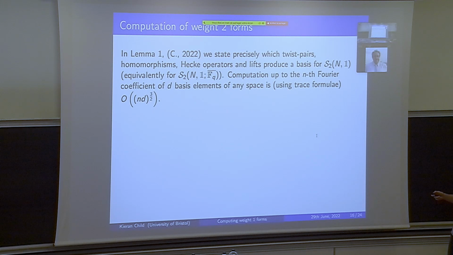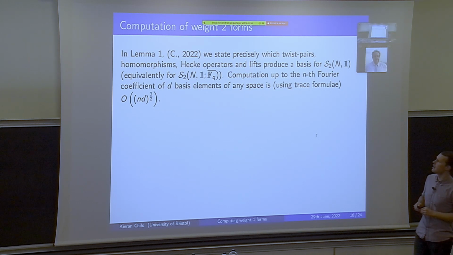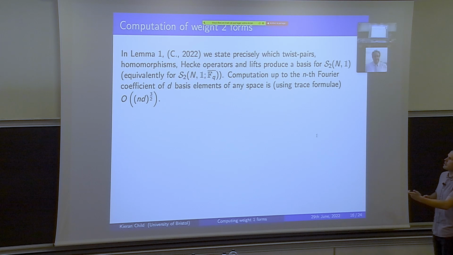Why is this, what exactly makes this so much better? Well, the computation up to the nth Fourier coefficient, d basis elements, using any trace formula, so this could be just the cusp-form trace formula, it could be the newform trace formula that the LMFDB was using, or it could be this twist minimal trace formula. It's got complexity: the number of coefficients that you want multiplied by the dimension, all to the 3/2.